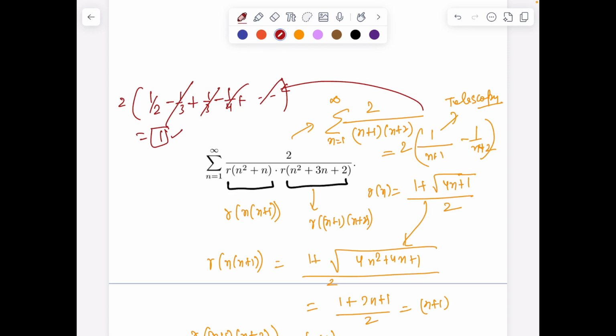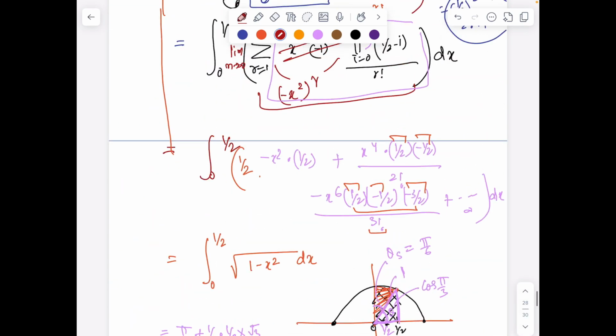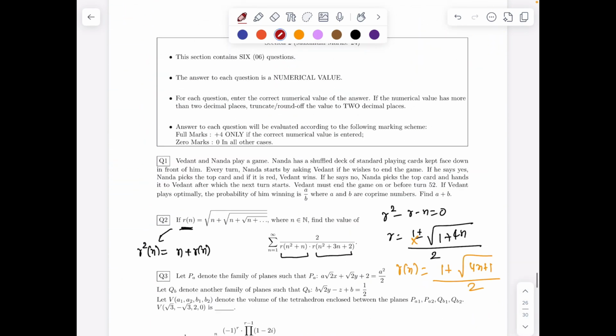So this was a nice problem on the basics whose answer is 1. It is just a standard telescoping sum. So I'll rate it easy to medium.